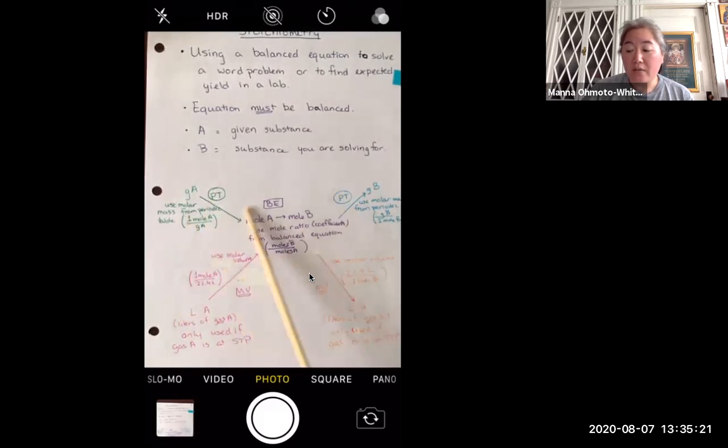I will always have to use this purple set, and that's always my coefficients for my balanced equation. So BE means balanced equation.